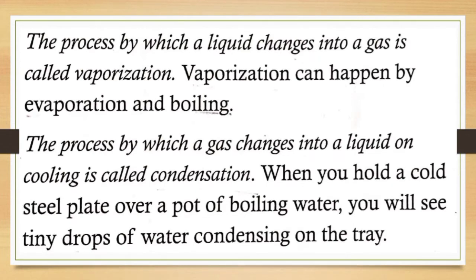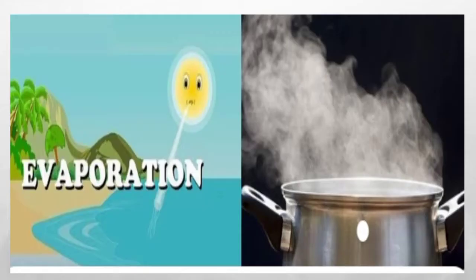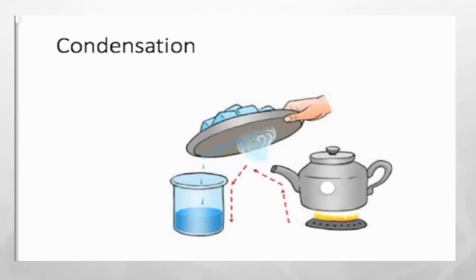The process by which a liquid changes into a gas is called vaporization, and it can happen by evaporation and boiling. The process by which a gas changes into a liquid on cooling is called condensation. When you hold a cold steel plate over a pot of boiling water, you will see tiny drops of water condensing on the plate.